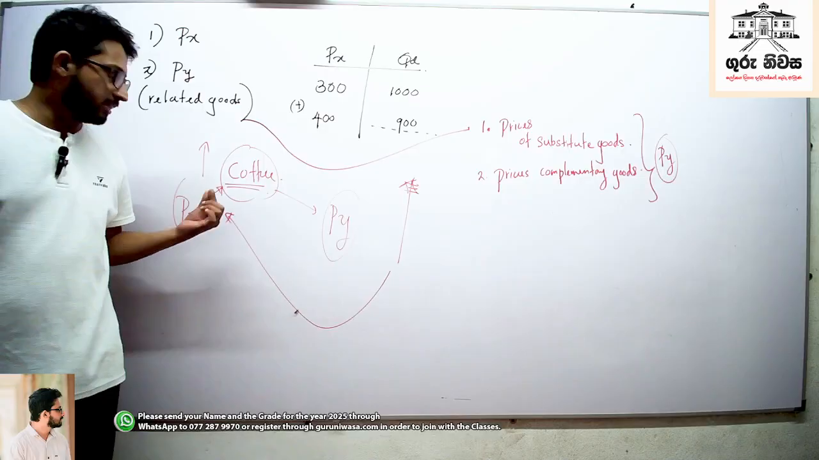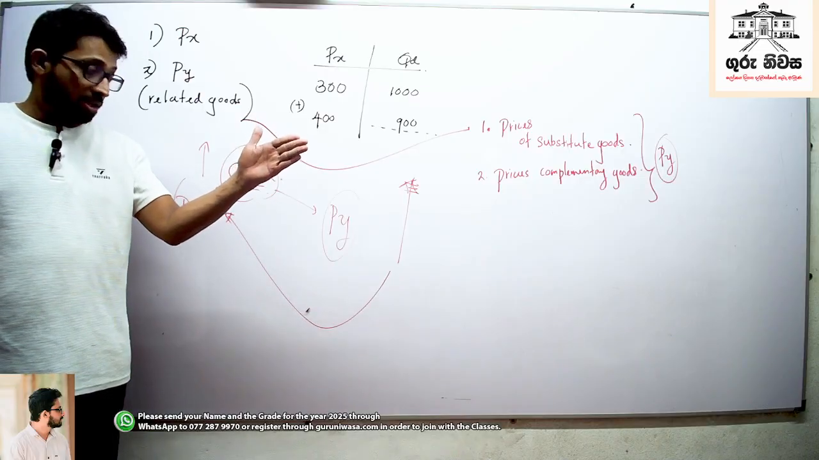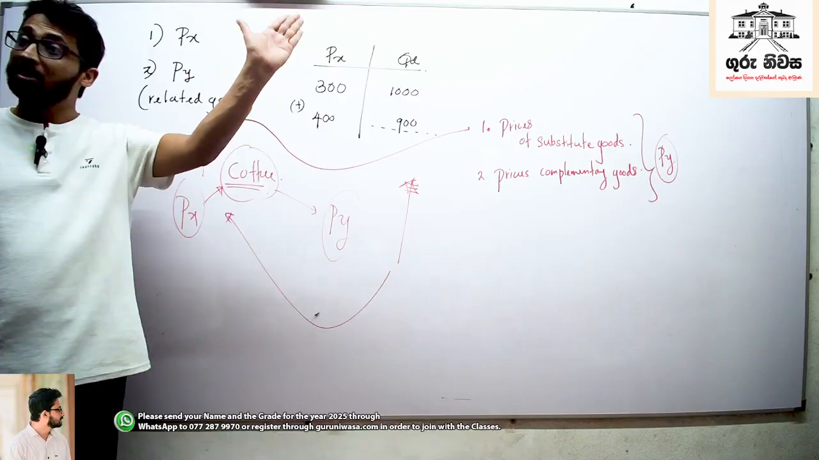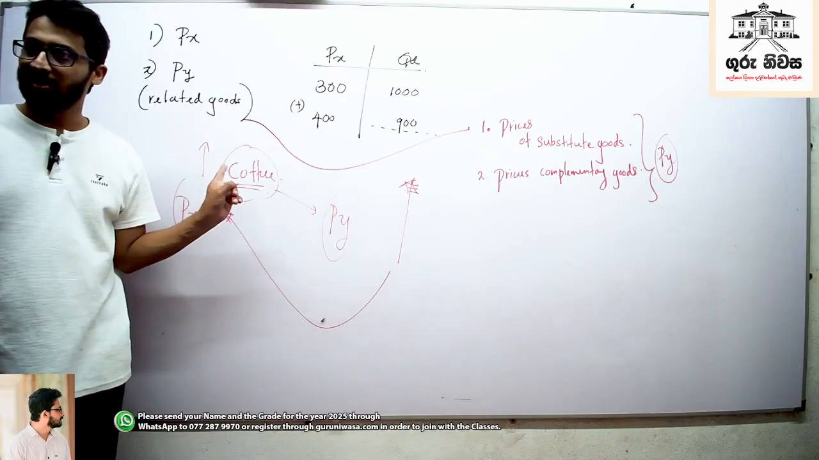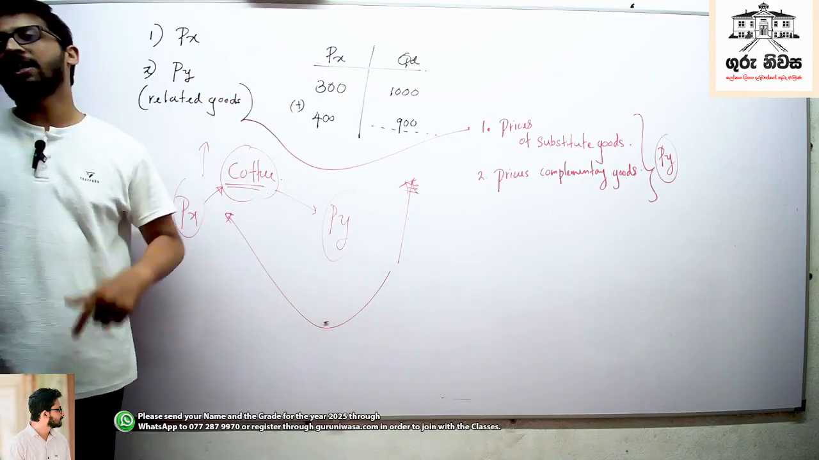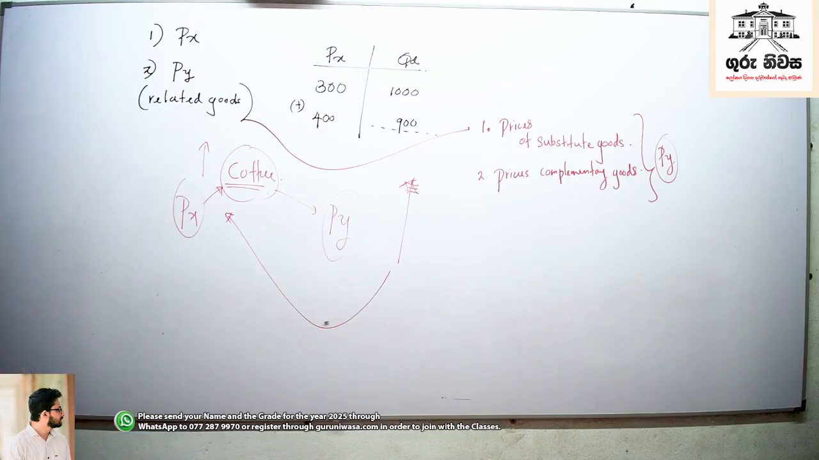What is the reason? This increase is caused by an increase in the price of tea, not coffee. So I need to say the prices of substitute goods directly affect the demand of a product. Did you get the point?